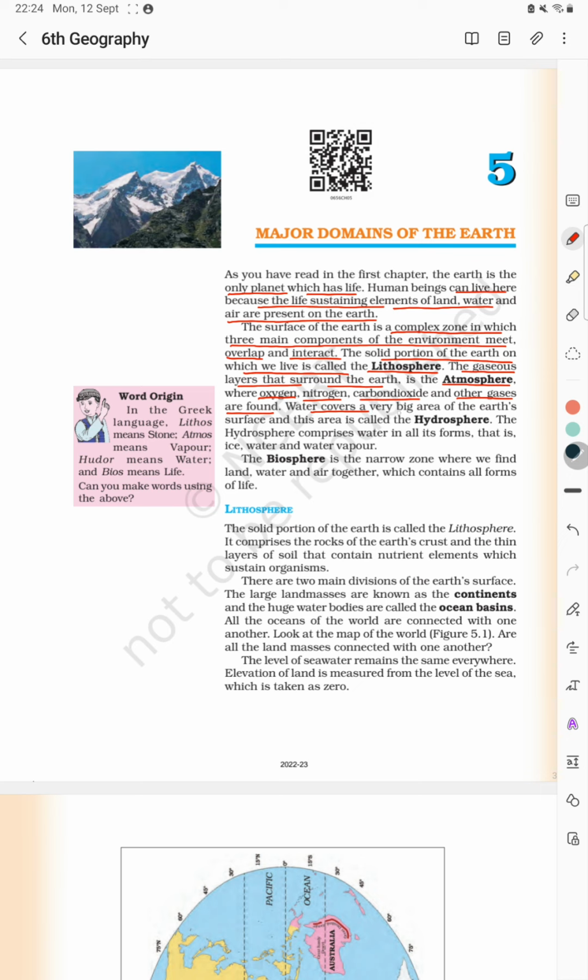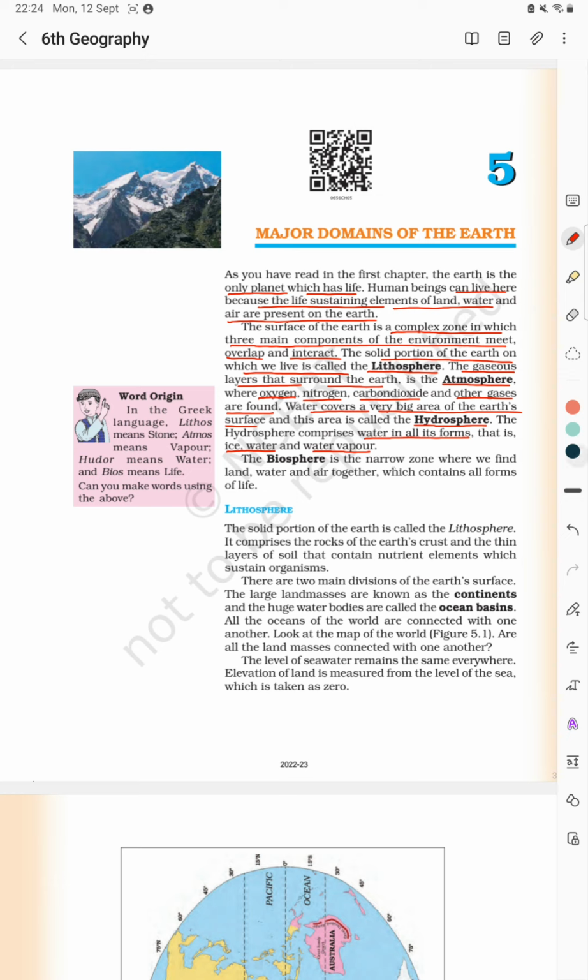Water covers a very big area of the Earth's surface. This area is called hydrosphere. The hydrosphere comprises water in all its forms, that is ice, water, and water vapor. So basically, we have seen lithosphere, the solid portion of the earth; atmosphere, the gaseous layer that surrounds the earth; and the hydrosphere. Water covers a very big area of the earth's surface, and this area is called hydrosphere.